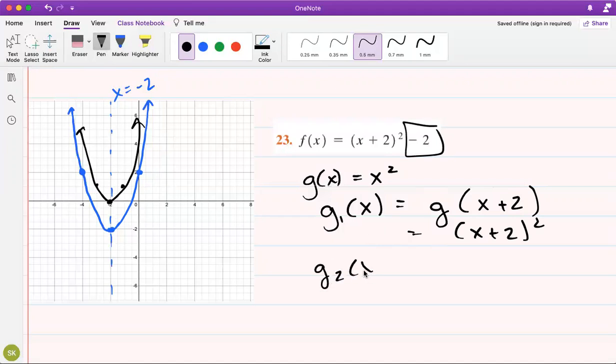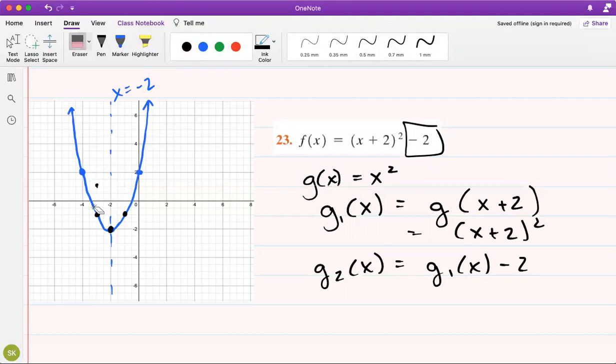And then the next step is to take care of this negative 2, which we define this new function g2 of x. And we take g1 of x and we shift it down 2 units. So 1, 2, and this point will be shifted down 2, and this one will be shifted down 2. And so you can see that if we drew the parabola connecting these 3, it will lie on top of this same graph.